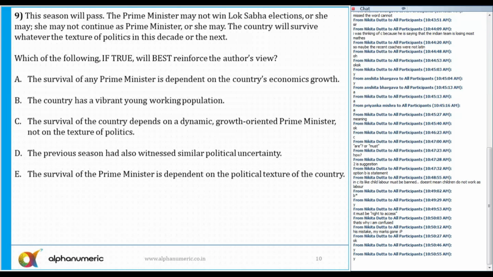So, which of the following will best reinforce the author's view? Prime Ministers have come and gone. Things happen every now and then, but the country goes on. So, I think how I can support the author's view is number D. I can say the previous season had also witnessed similar political uncertainty, but look, that season is also gone. Now we have a new prime minister. This prime minister will also go, and then again the next season will come. So don't worry, prime ministers come and go. It does not make a difference for the country. Number D is the answer for question number 9.